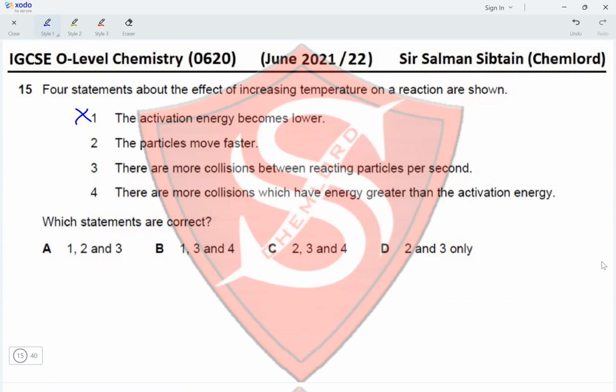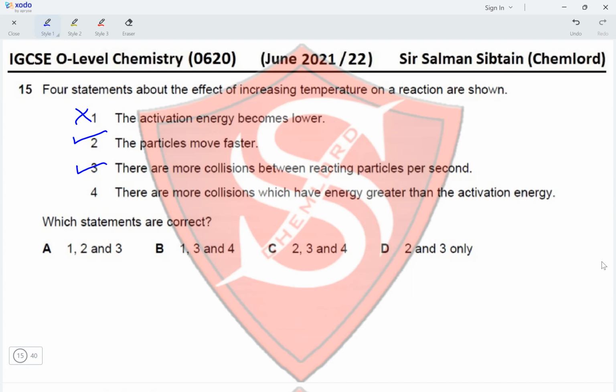The particles move faster? Yes, because an increase in temperature results in the particles gaining kinetic energy and therefore moving more quickly. There are more collisions between reactant particles per second. Yes, because the particles are moving more quickly, there would be a greater frequency of collisions between the particles.